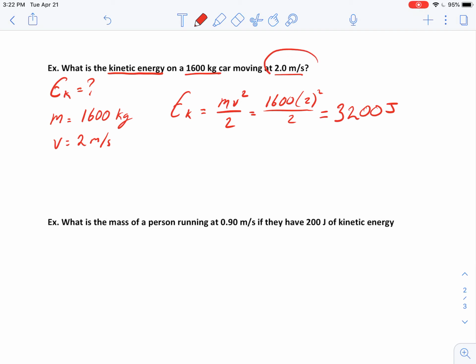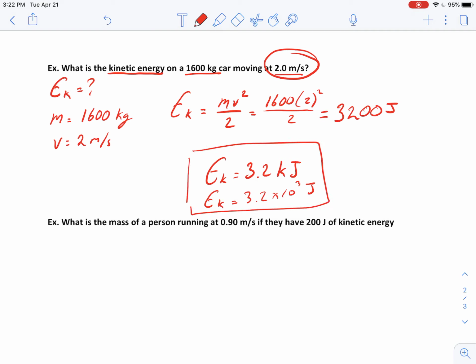Now, two significant digits, so I'm going to make it into kilojoules. EK is equal to 3.2 kilojoules. The alternative would be 3.2 times 10 to the 3 joules. Both those would be acceptable answers. So that's just simple plugging in the numbers into the formula.